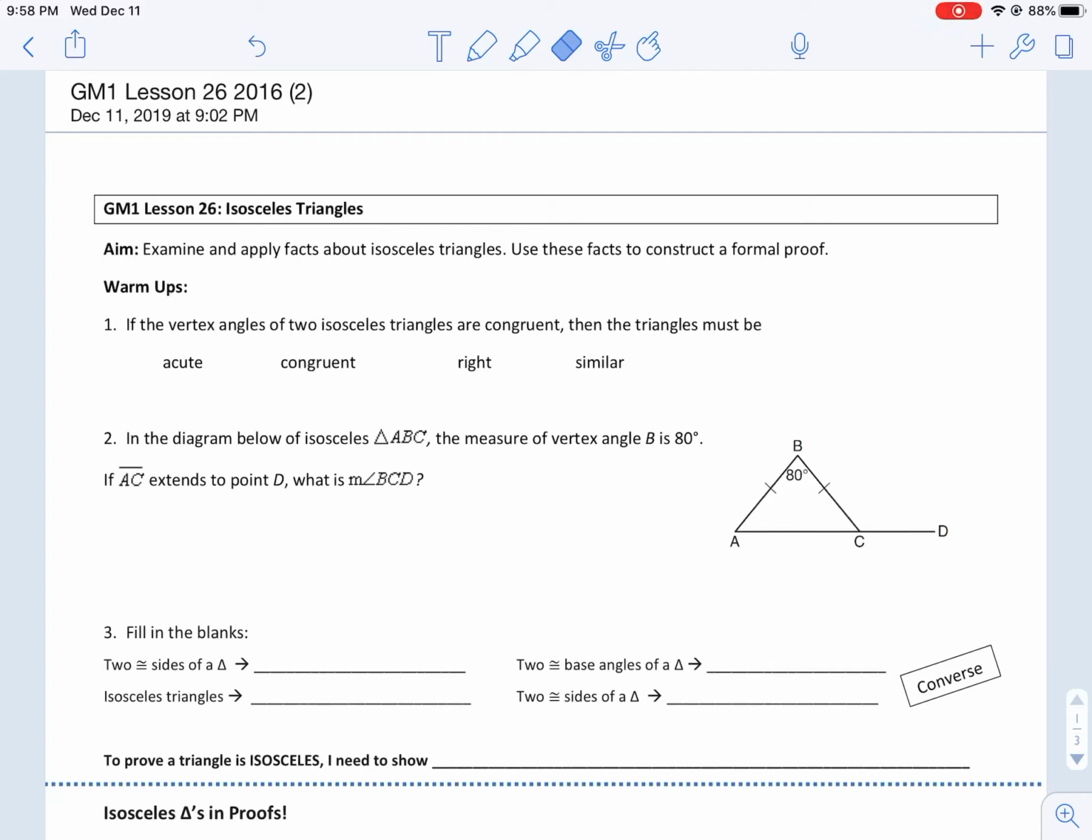Alrighty, welcome. So today we are talking about isosceles triangles. Our goal is to examine and apply facts about isosceles triangles and use these facts to construct a formal proof.